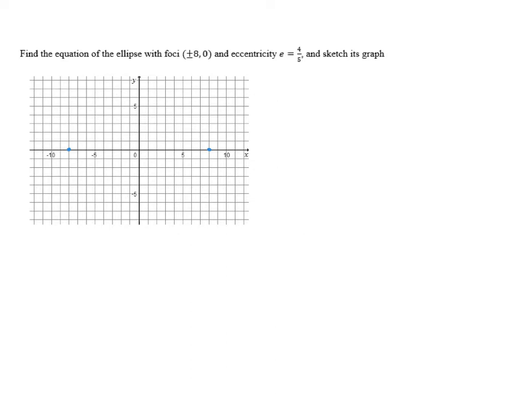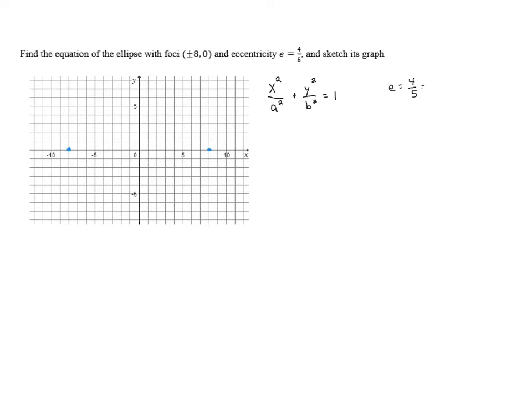And we can see that this is an ellipse that's centered at the origin, and it's going to be one that's wider than it is tall because the foci are to the left and the right on the x-axis. So we know this is going to have an equation x squared over a squared plus y squared over b squared equals 1. And we know that the eccentricity is 4/5.